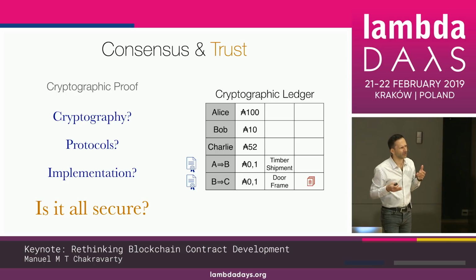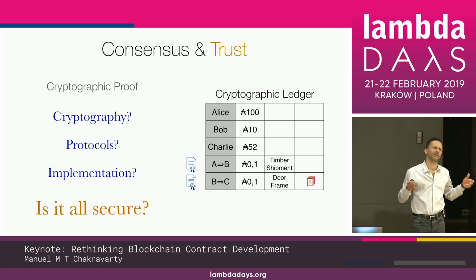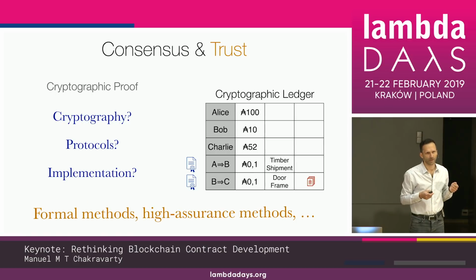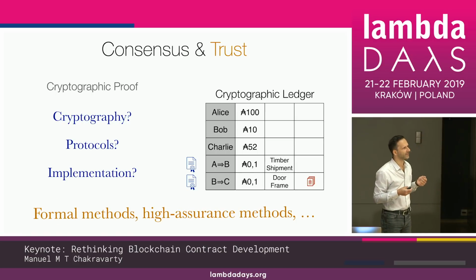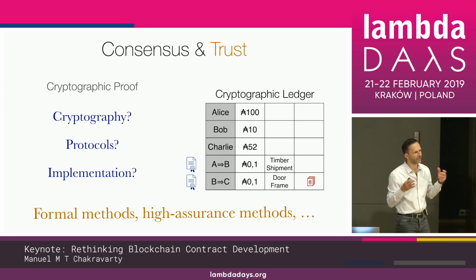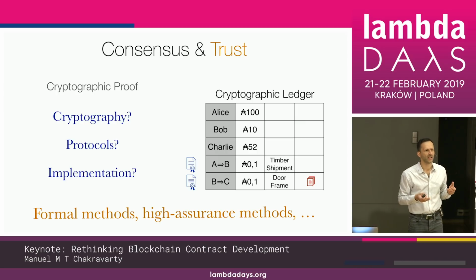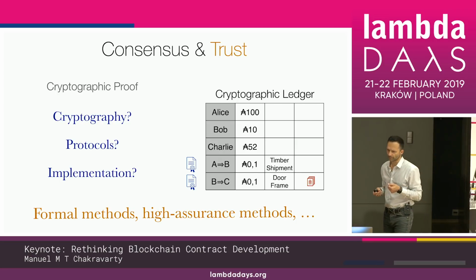So in order to be able to trust such a system, we really want to be sure all these bits and pieces come together. And the way to do that, the only way we really know how to do that, well, is to use math. So we need some sort of formal methods, high assurance development methodology to get some sort of assurance that this stuff is actually doing what it's promising to do.